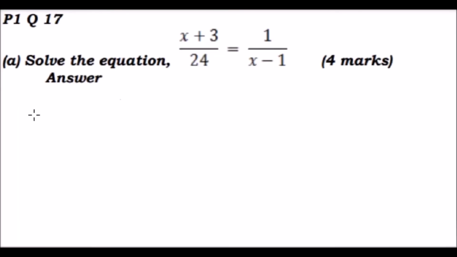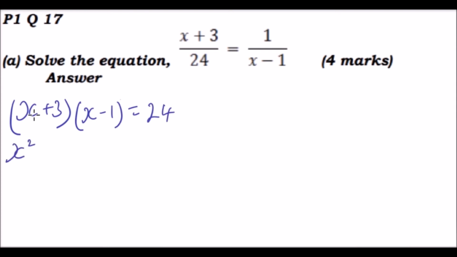So you are required to solve this equation: x plus 3 over 24 is equal to 1 over x minus 1. So you cross multiply. So you have x plus 3 times x minus 1 is equal to 24 times 1, which is 24. So you open the bracket, you have x squared plus 3x minus x, and then we have minus 3 is equal to 24.